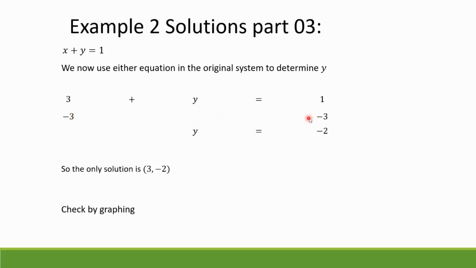So we subtract 3 from each side. We get y equals -2. So y equals -2. Okay? And so now our answer is (3, -2). So that's our only answer to the system of equations. That's our only answer.